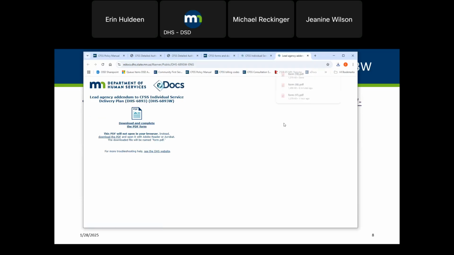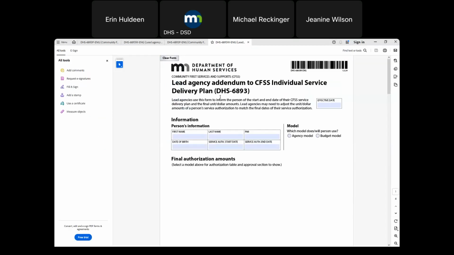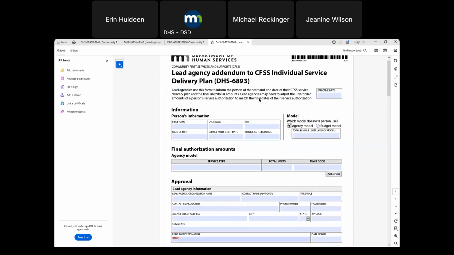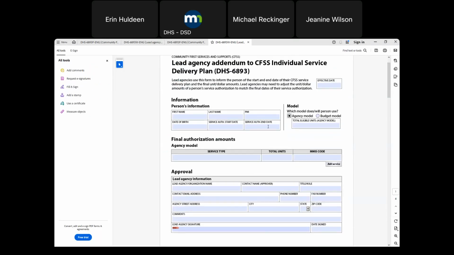So I'm going to open that up and show you all what it looks like. Okay. So this is the addendum. And of course, when it's coming to you, the person has chosen the agency model. Okay. So here is going to be the person's identifying information, and the lead agency is documenting what date the service authorization is going to start.